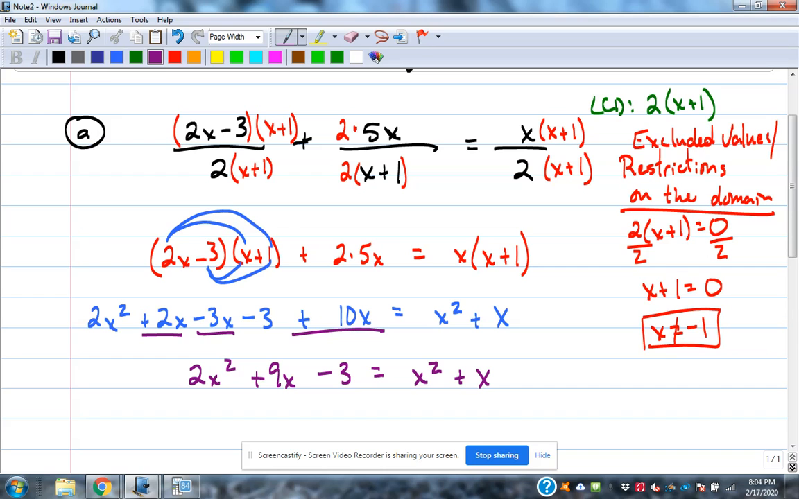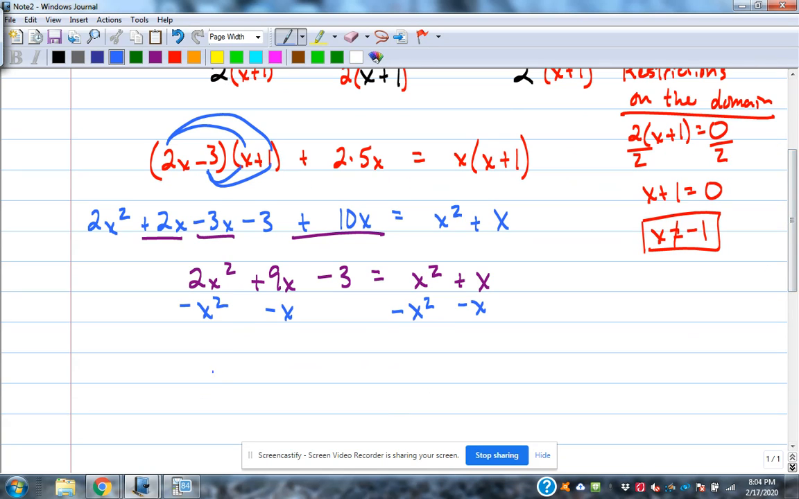We'll get all our like terms on the same side, right? Which, if we do that, would be subtracting x squared from the 2x squared and subtracting x from the 9x. And that would leave us x squared plus 8x minus 3 equals what? 0. If everything's moved from that side, there's nothing left. It's 0. So we have 0 on that side.